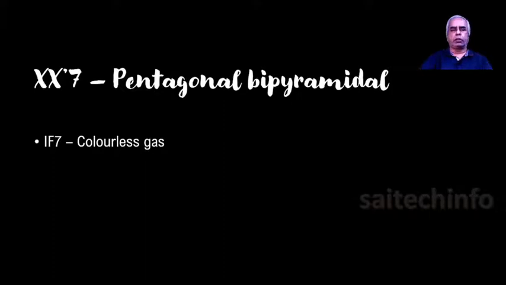When we look at IF7, it comes under the XX'7 category. It has a pentagonal bipyramidal structure. Iodine is a bigger atom compared to fluorine.